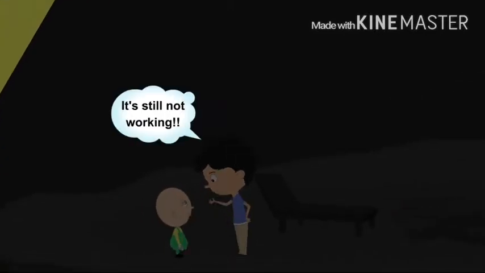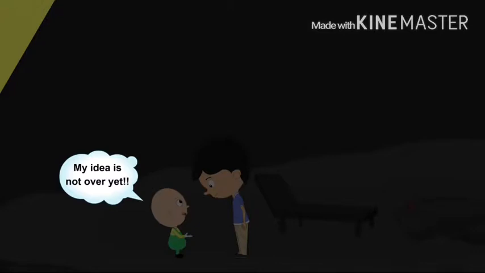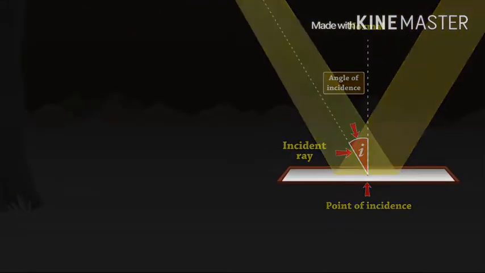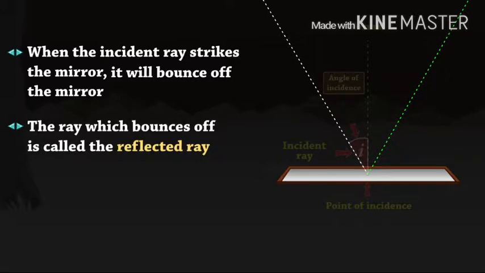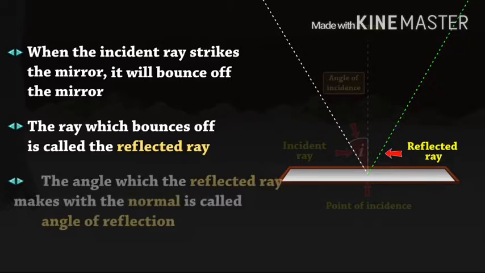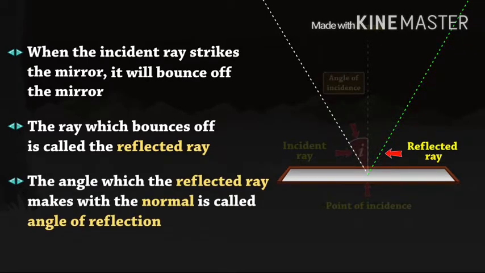It's still not working. My idea is not over yet. When the incident ray strikes the mirror, it will bounce off the mirror. The ray which bounces off is called the reflected ray. The angle which the reflected ray makes with the normal is called angle of reflection.